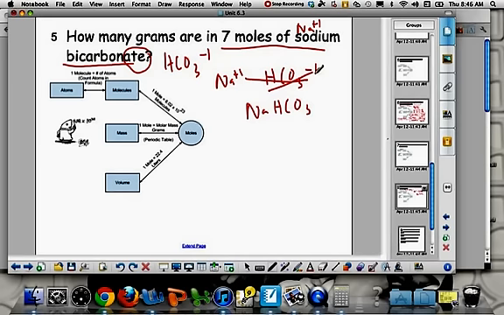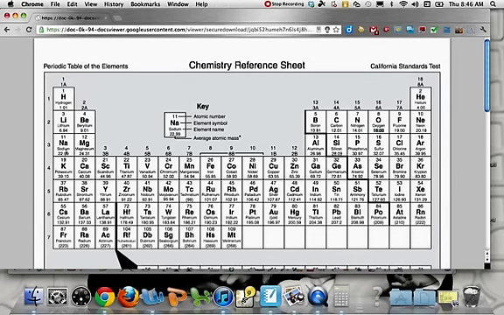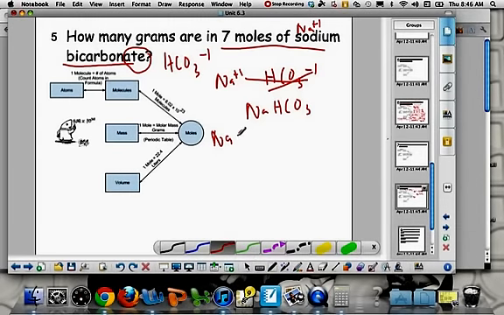Before we even start this problem, we got to figure out how much 1 mole of sodium bicarbonate weighs, so that I can figure out how many grams are in 7 moles of sodium bicarbonate. Let's take a look at how to do this. Na, pull it up from the periodic table. Na has a mass of 22.9, so we're going to round that to 23. So sodium has a mass of 23.